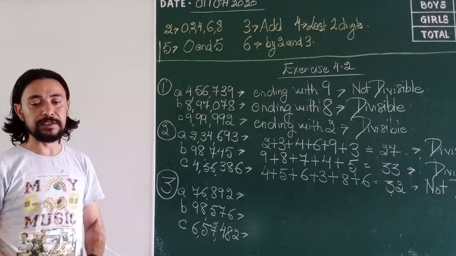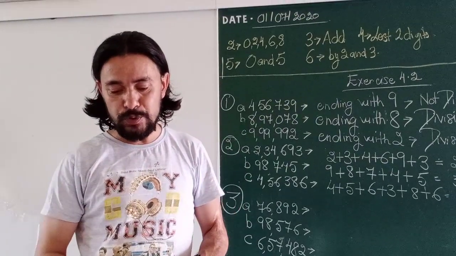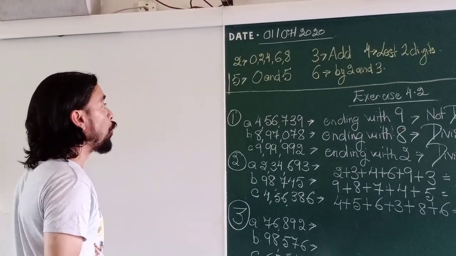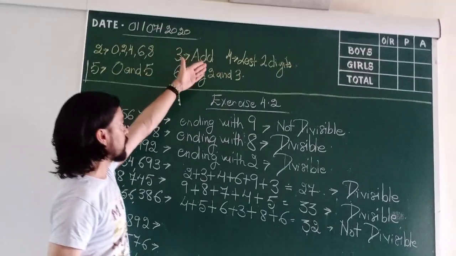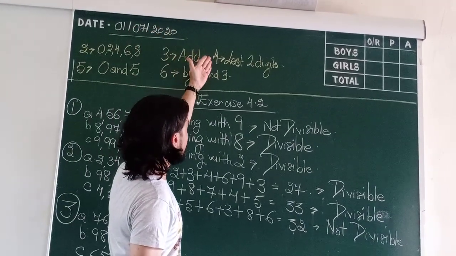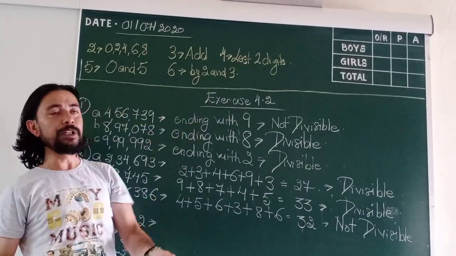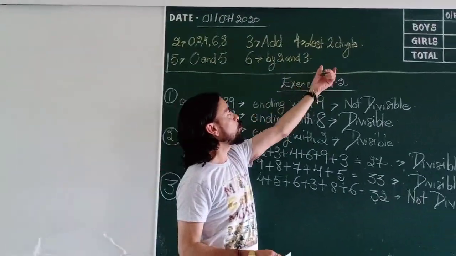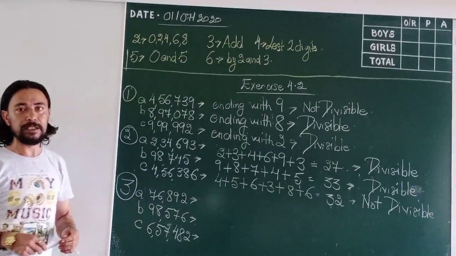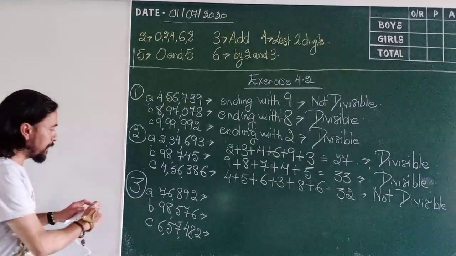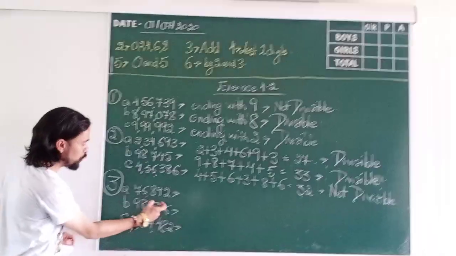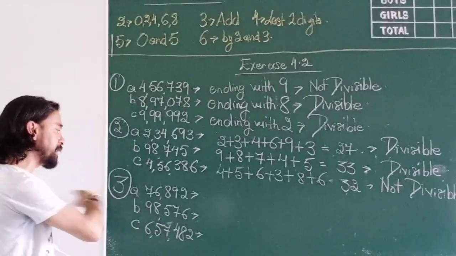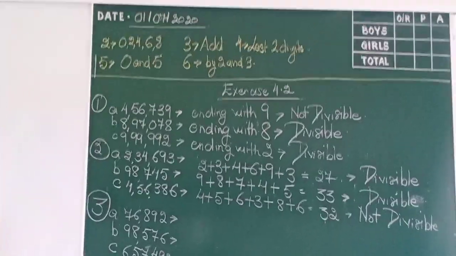We now move on to the third sum. The third sum says, using divisibility test, determine which of the following numbers are divisible by 4. So I go to my next test of divisibility, that is divisible by 4. And for a number to be divisible by 4, the rule states that the last 2 digits must be divisible by 4. So I don't have to really divide the number, I only have to look at the last 2 digits. If the last 2 digits are divisible by 4, then the entire number is divisible by 4.